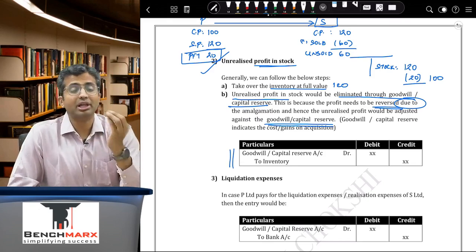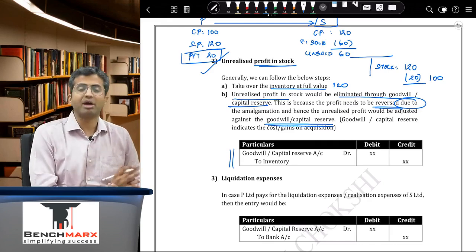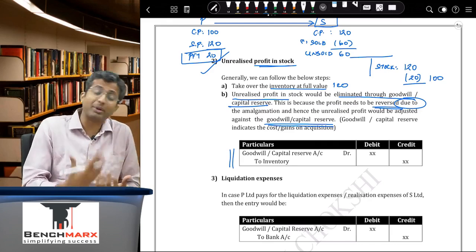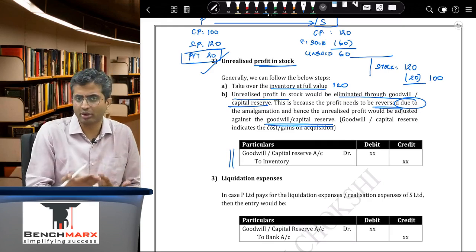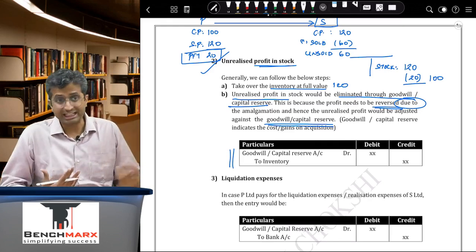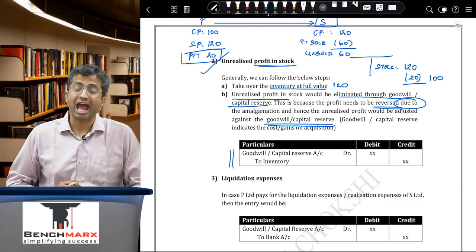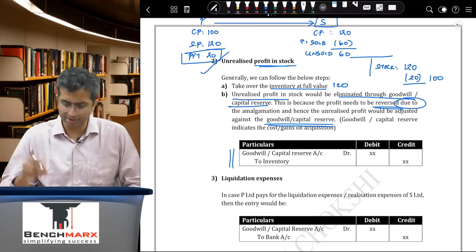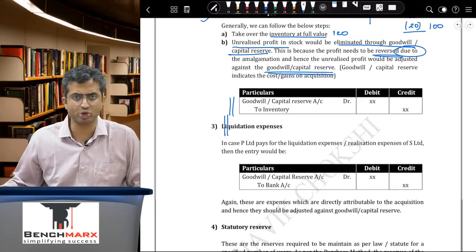If there are certain liquidation expenses or realization expenses which are paid by the purchasing company on behalf of the selling company, this is an expense also that you are paying because of the acquisition, and hence this will also either increase the goodwill or reduce your profits on purchase, and hence the entry will be goodwill / capital reserve account debit to bank if there are any liquidation expenses over here.